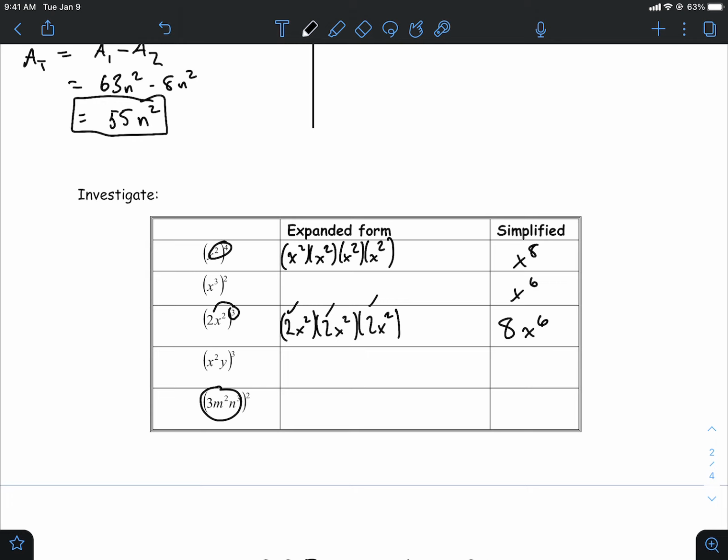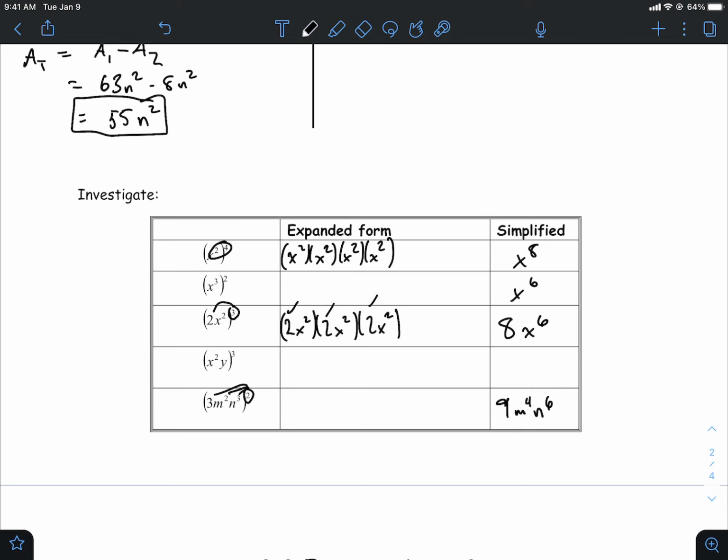Okay, so the very last one, the squared goes on everything. 3 squared would be 9. M squared to the power of 2 would be m to the 4. And n cubed to the exponent 2 would be n to the 6.